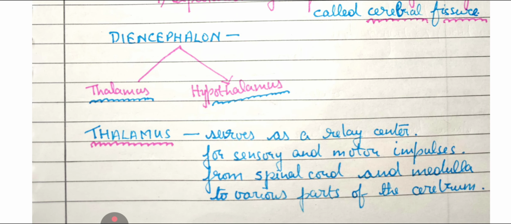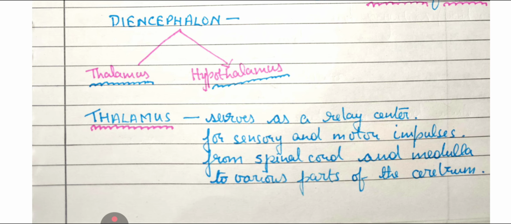Then we have the diencephalon. The diencephalon is further divided into thalamus and hypothalamus. The thalamus serves as a relay center for sensory and motor impulses from the spinal cord and medulla to various parts of the cerebrum.